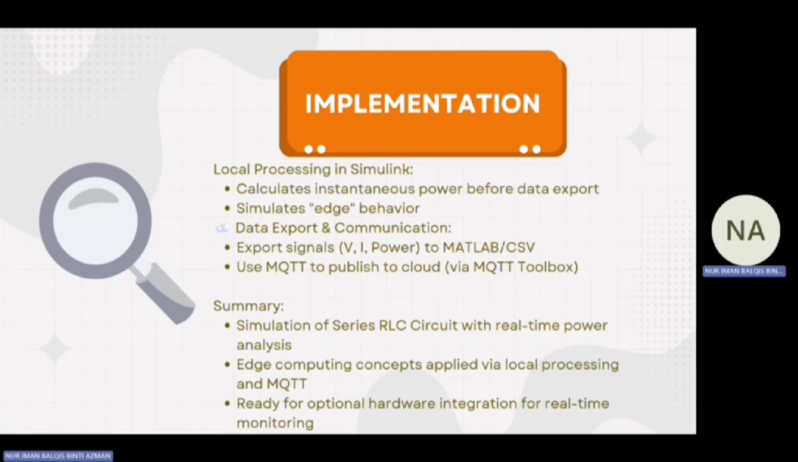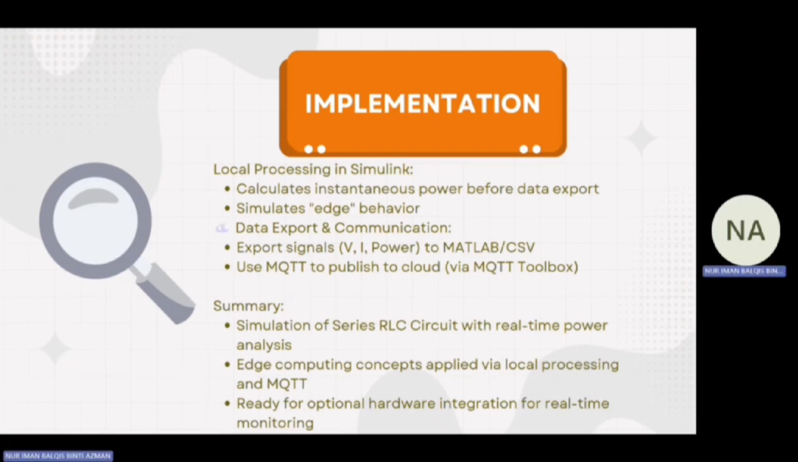To simulate edge computing, we process data locally in Simulink. The product block's power calculation represents a form of local edge processing happening before data is transferred. We then exported the voltage, current, and power data into MATLAB or CSV files. Using MATLAB's MQTT toolbox, we publish the processed data to an MQTT broker, which simulates real-time edge-to-cloud communication. This shows how data can be summarized and transmitted efficiently, just like in an IoT system.